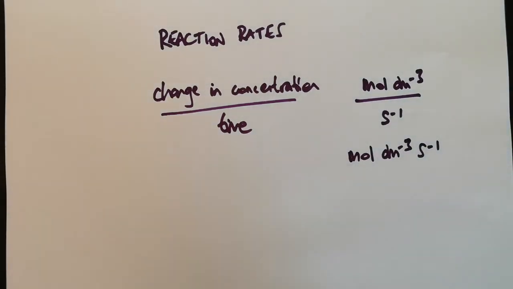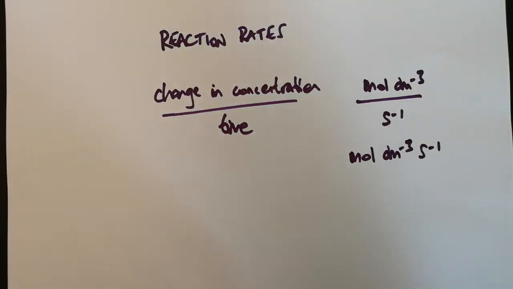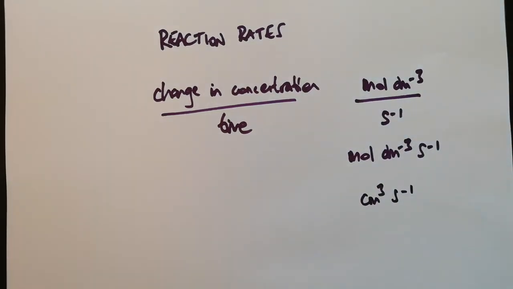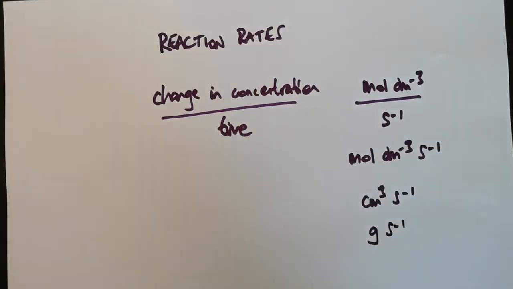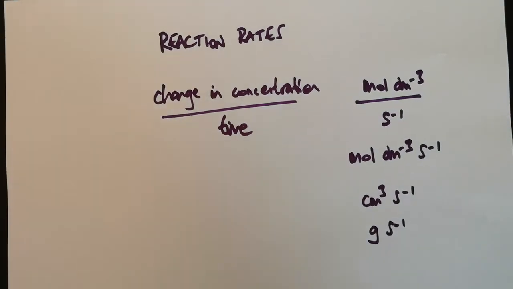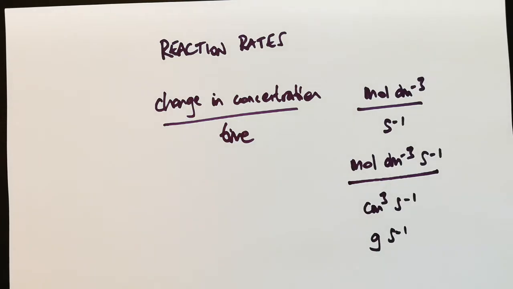Now you might well find, as you go through this topic, other ways of measuring rates, and you might find that there's some things like change in volume of gas, in which case you could see a rate as centimeters cubed per second, or there might be ways of measuring the mass lost in a reaction, in which case you might find grams per second. But both of these two can be converted to moles per decimeter cubed per second if you so wish. So it is this unit that we will use as we move forward.